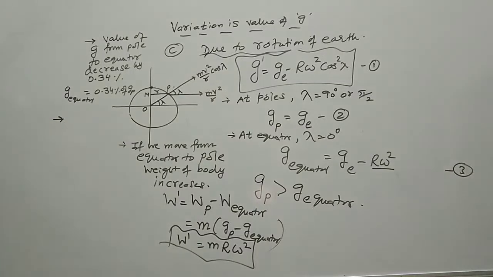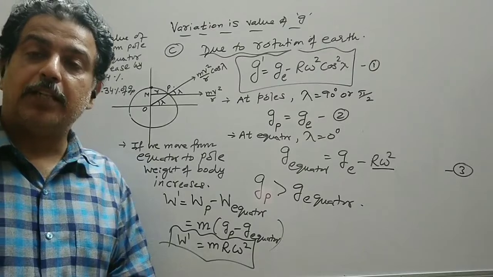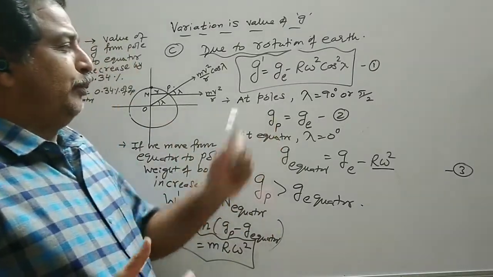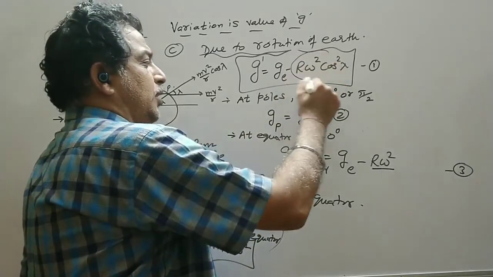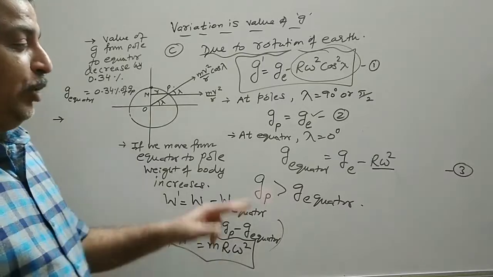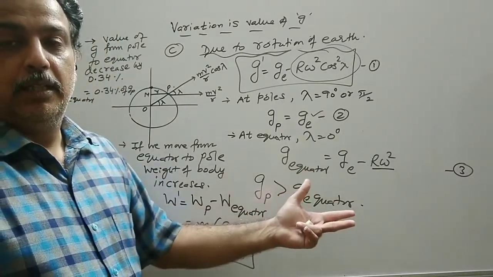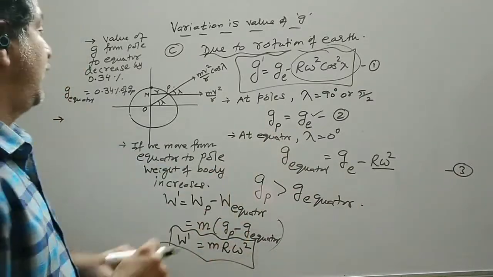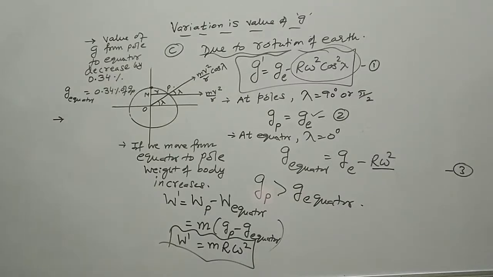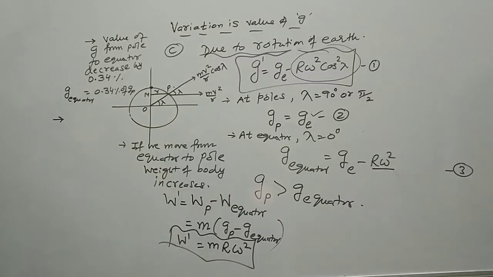Then suppose the Earth stops rotating. Now if the Earth stops rotating, there will be no effect on the pole, because there is no such term in the formula for the pole. But the value of g at the equator, if it stops rotating, the present value at the equator is 0.34% less than g at the pole. It means the value of g increases by about 0.34%.